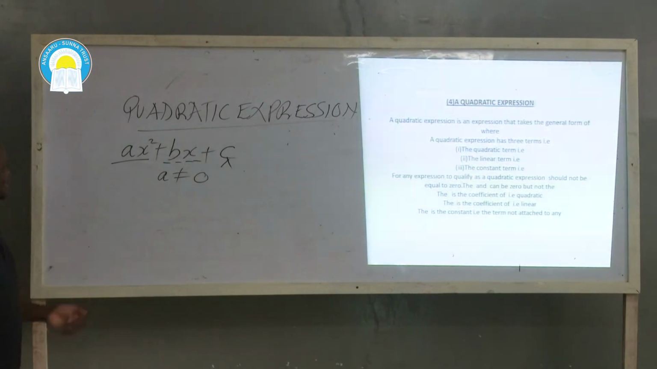Are we together? So in general, this is the form of a quadratic expression: ax squared plus bx plus c, and a should not be equal to 0. Now, given different quadratic expressions, it is a very key thing that a student masters how to identify a, b, and c in a given quadratic expression. And that's what we are doing next.